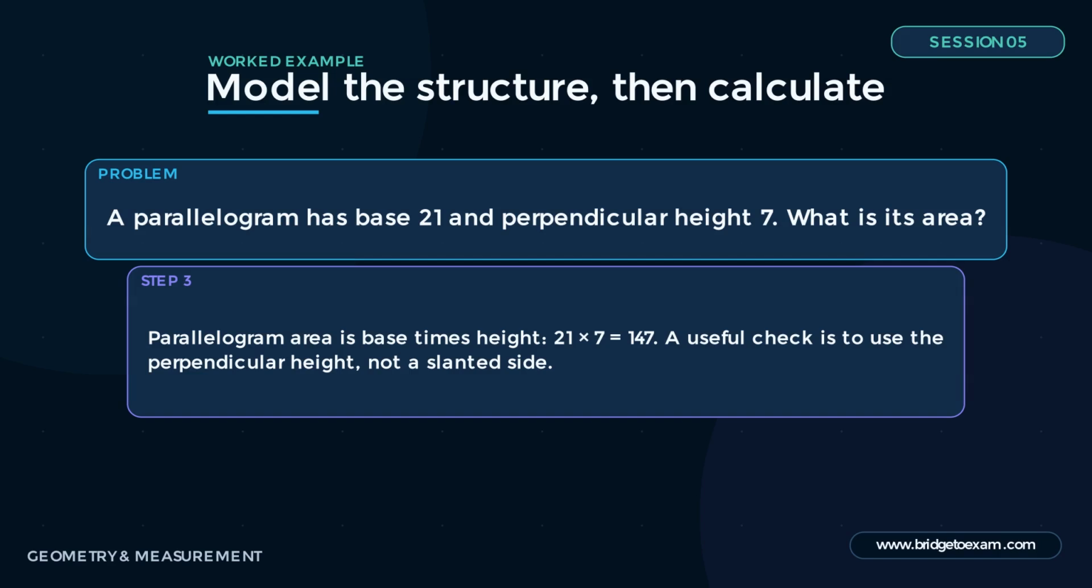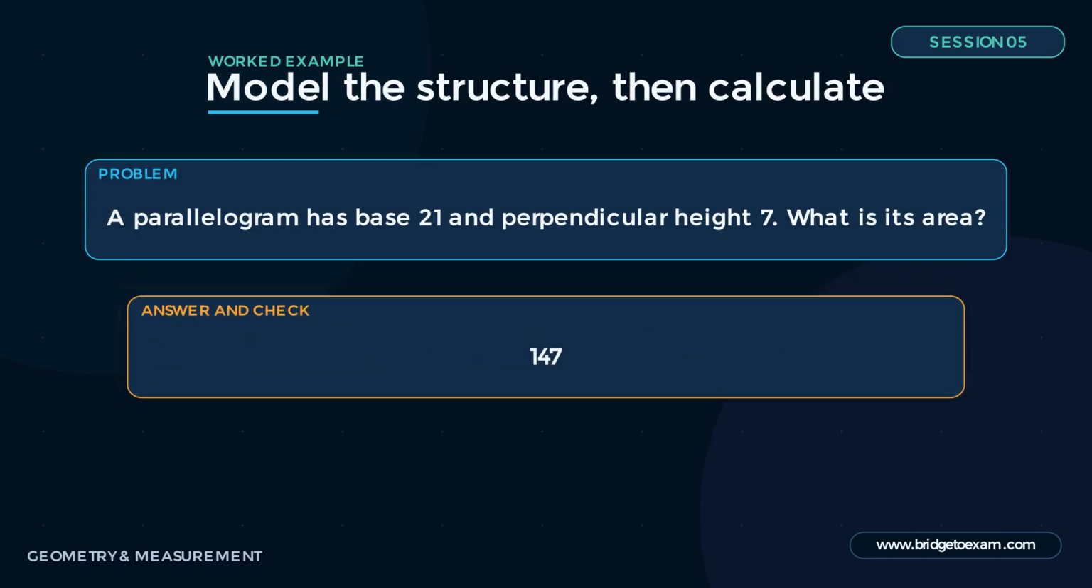Step 3 carries out the mathematics. Parallelogram area is base times height. 21 times 7 equals 147. A useful check is to use the perpendicular height, not a slanted side. The answer is 147. Now verify the result against the original wording. The quantity, numerical size, and unit must all make sense together.